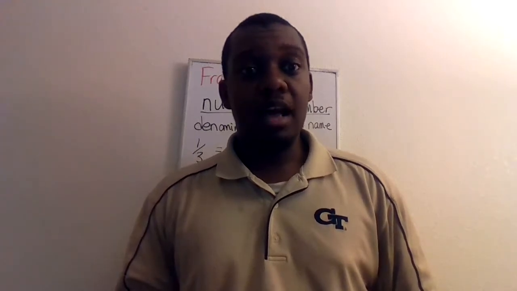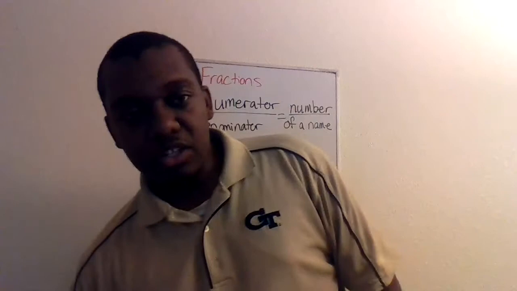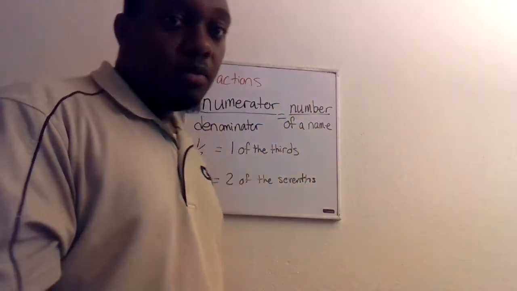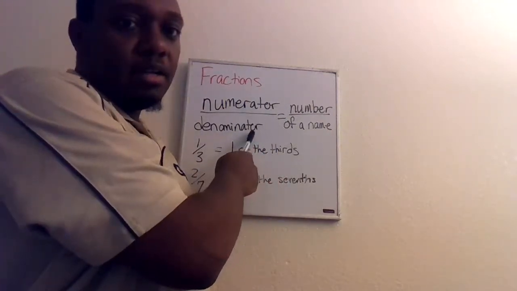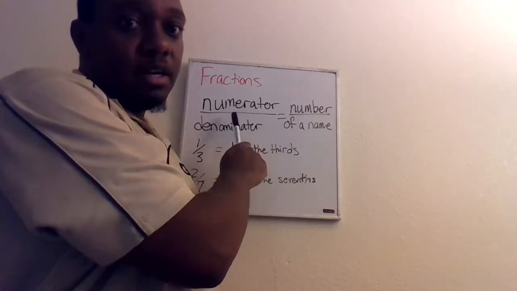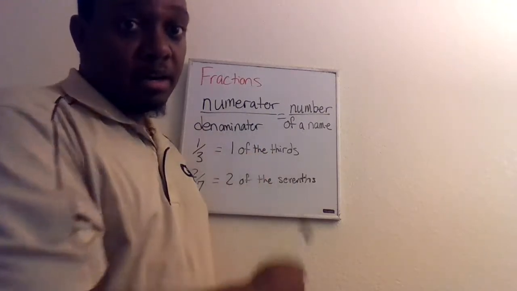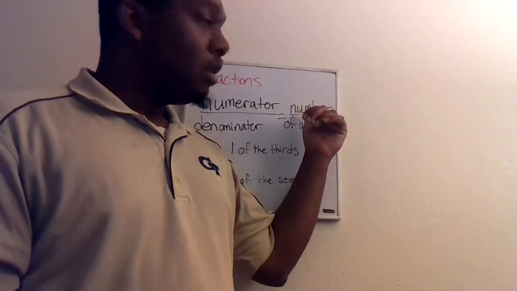It is a division problem written differently. Well, let's break down what a fraction is and its two components. Well, really, there's three, but I like to think of there just being two parts. So, with a fraction, we have a numerator and a denominator. So, there's a top and a bottom. The top is called a numerator, the bottom is called a denominator. So, what does that even mean?